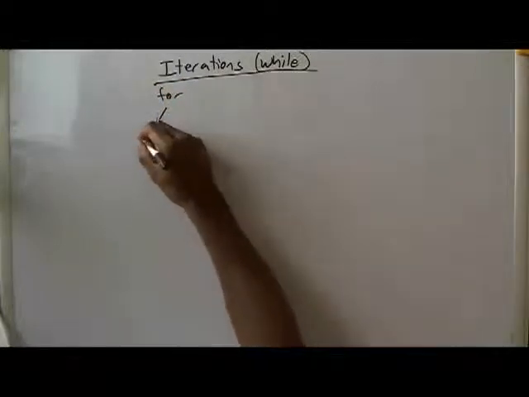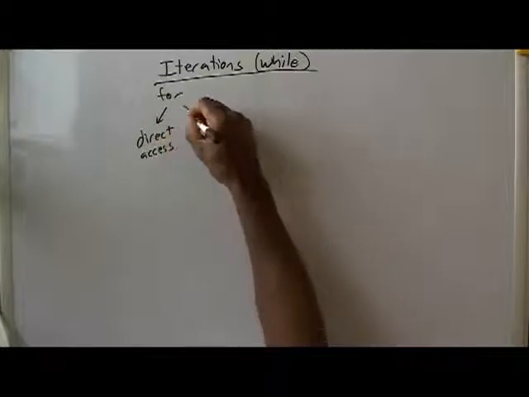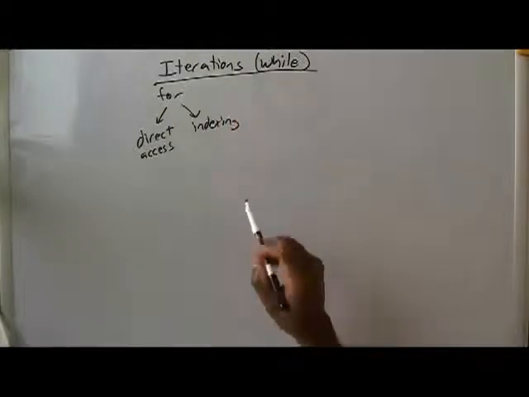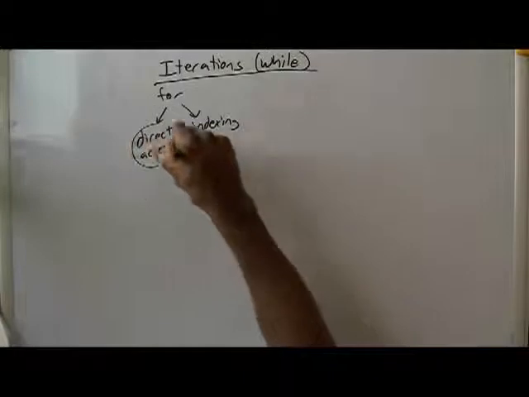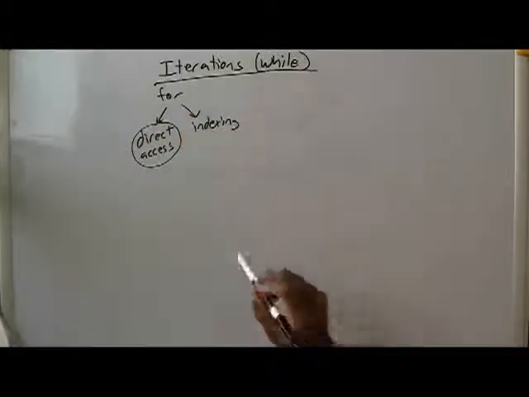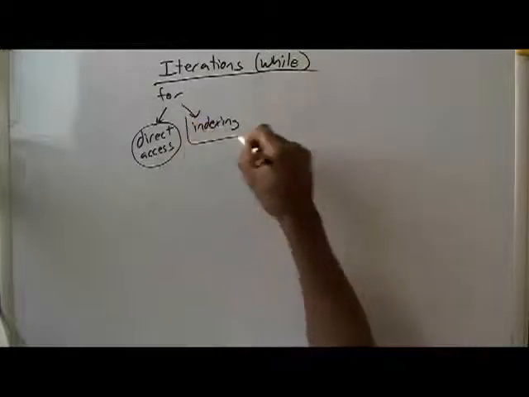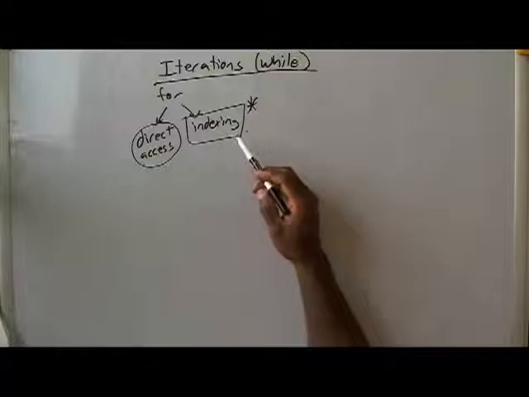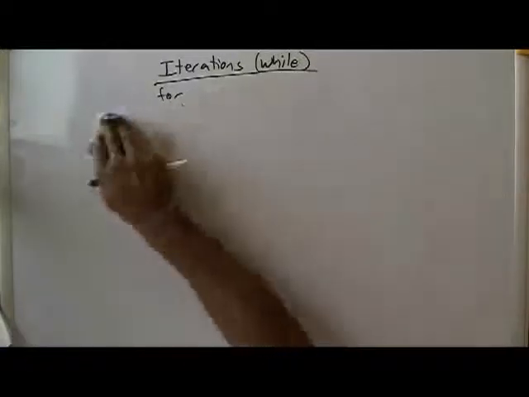Now, something interesting to note with the for loop, if you recall, we had two styles: the direct access as well as the indexing. The for loop allows you direct access, which is an interesting feature of the for loop. The while loop does not. So with the while loop, we're going to be using specifically the indexing method, the same principles behind the indexing method that we use with the for loop. So let's look at a couple of examples.